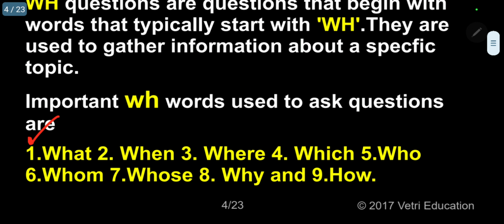Number 1, what. Number 2, when. Number 3, where. Number 4, which. Number 5, who. Number 6, whom. Number 7, whose. Number 8, why. And number 9, how. Out of these 9 WH words, 1 to 8 actually obey the rule of containing WH, whereas in 9, the W and H are interchanged. So H comes first, W comes last, and in the center is O. So you must keep this information in mind.